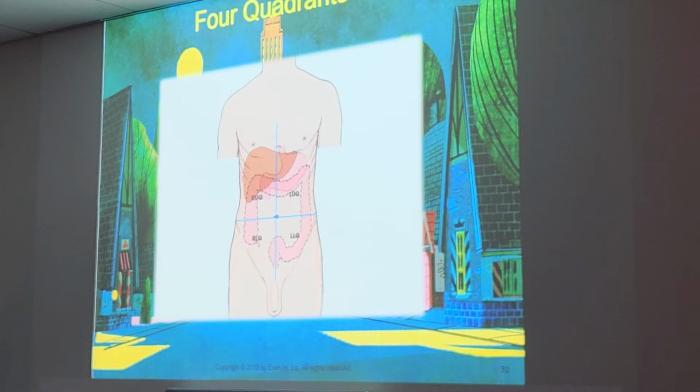Same for the stomach. The stomach as a whole falls in what quadrant or quadrants? Right and left upper. The largest portion of the stomach falls where? In the left upper. The smallest portion falls in the right. Very good.